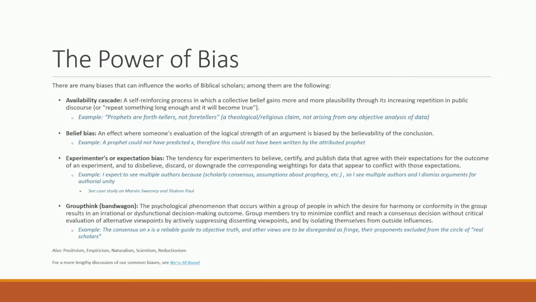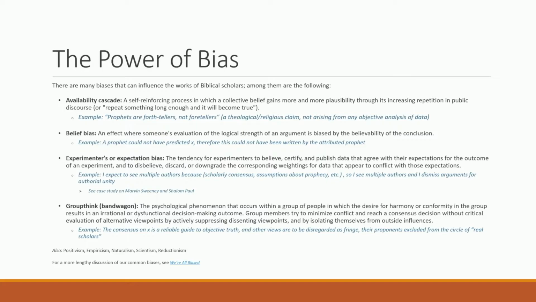Another example of bias is belief bias, an effect where someone's evaluation of the logical strength of an argument is biased by the believability of the conclusion. An example would be to say a prophet could not have predicted X. Therefore, this could not have been written by the attributed prophet.